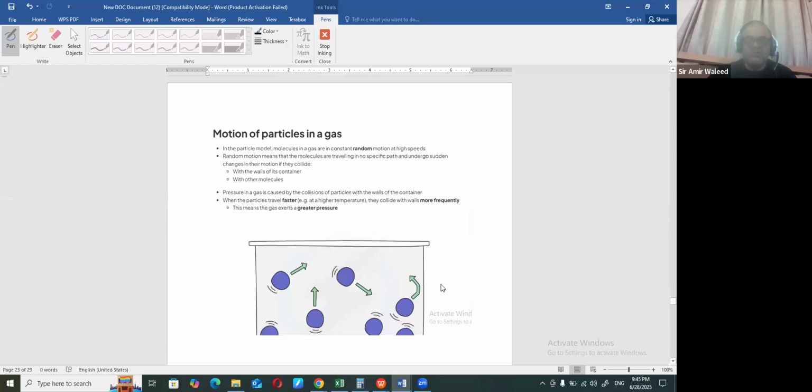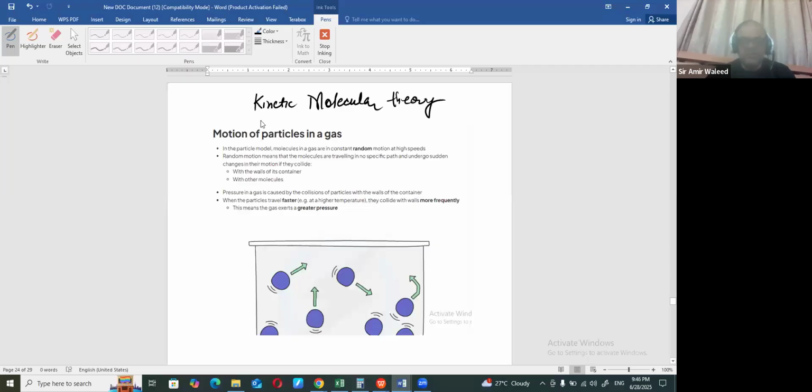Next is what we are talking about, as I told you previously, kinetic molecular theory. As I told you previously that we will discuss that, so I will discuss it here. First of all, remember that in this case, we normally discuss the motion of particles in gases. So when you talk about kinetic molecular theory, we mostly talk about the gas.